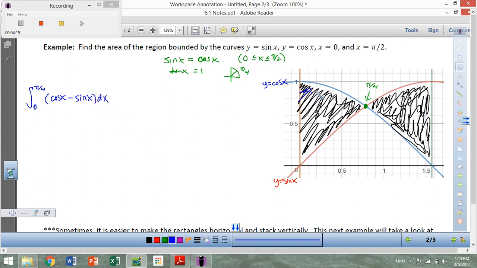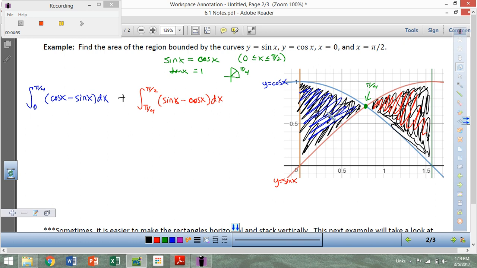So that's this region right here. And then I'm going to add to that the integral from pi over 4 to pi over 2, that would be this region right here, of sine x being on top now, sine x minus cosine x dx. Okay, so now I'm just going to evaluate each one of these separately and just kind of add the answers together.